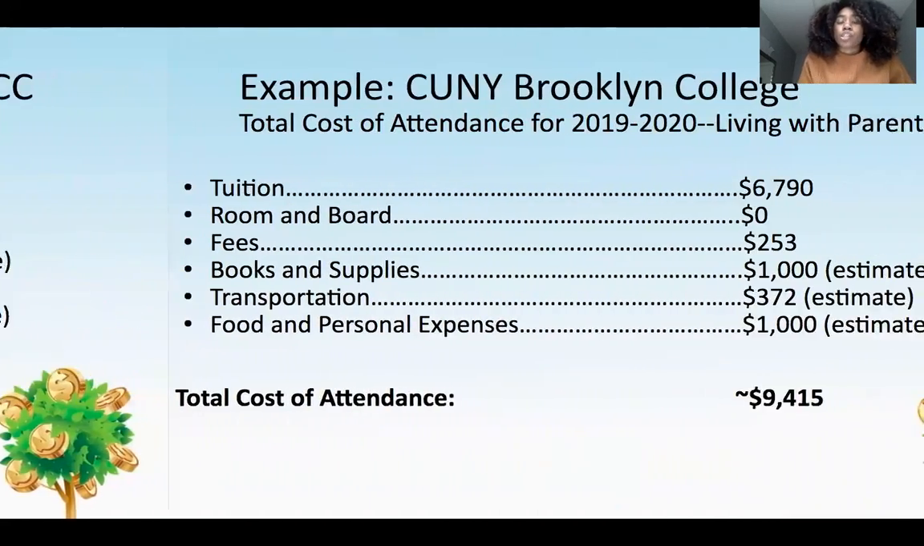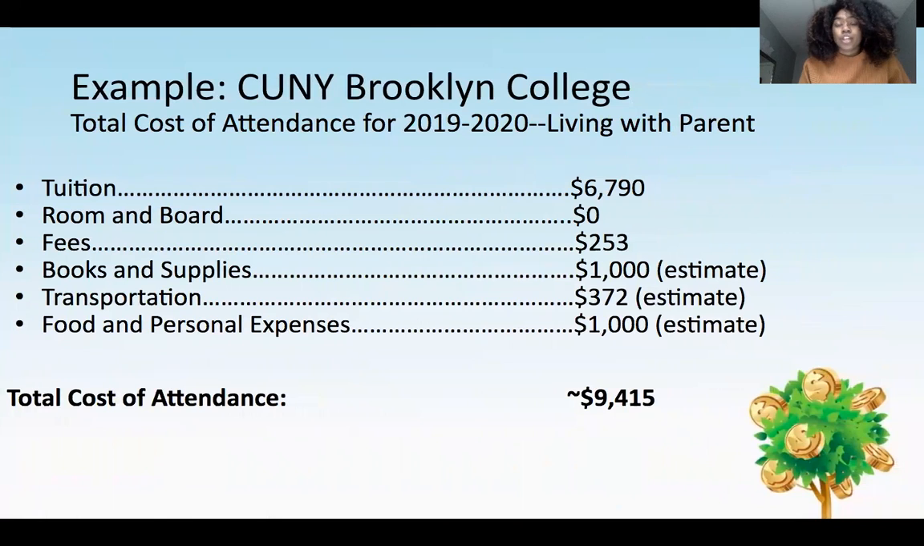Our next example is also a CUNY school. It's CUNY Brooklyn College, and Brooklyn College is a four-year university. This is the total cost of attendance for 2019 to 2020, for a student who is also deciding to live at home with their parent. The tuition we see here is a little higher. It's $6,790. Room and board would be $0. Fees would be $253. Books and supplies would be an estimated $1,000. Transportation an estimated $372. Food and personal expenses an estimated $1,000, for an estimated total cost of attendance of $9,415.